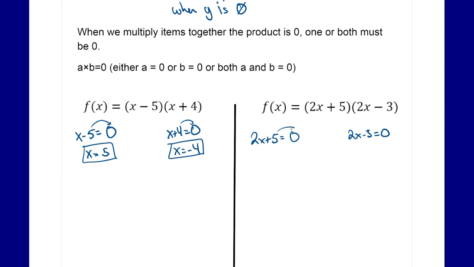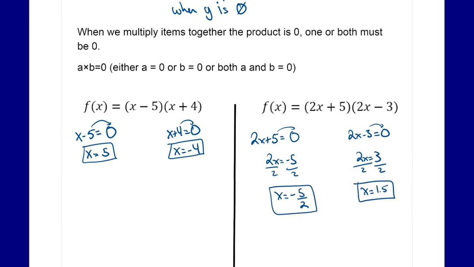So I move the 5 over. I get 2x is equal to negative 5. Divide both sides by 2. I get x is equal to negative 5 over 2, or negative 2.5. Same thing on the other side. We move the 3 over. We get 2x is equal to 3. Divide both sides by 2, and we get x is equal to 1.5.